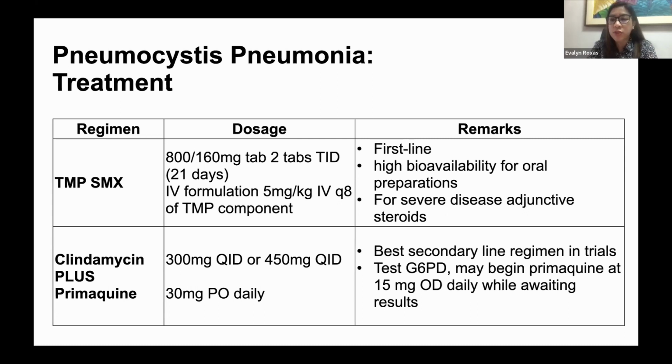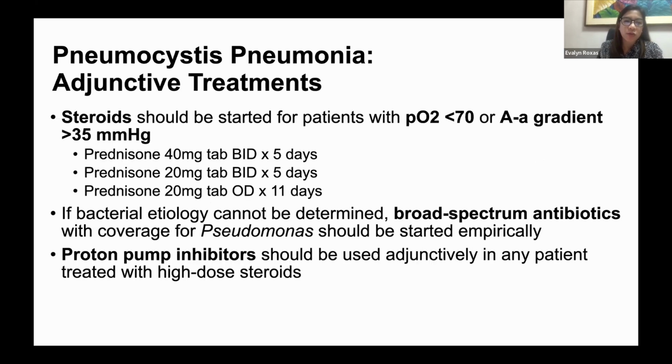If cotrimoxazole is not available or is contraindicated among patients, then we can give the secondary regimen, which is clindamycin plus primaquine, at this dose. But take note that before we give this, we have to test for G6PD to rule out G6PD deficiency, and we may begin with 15 milligrams once a day while awaiting the G6PD result. So this is the management for pneumocystis pneumonia, the antibiotic of choice.